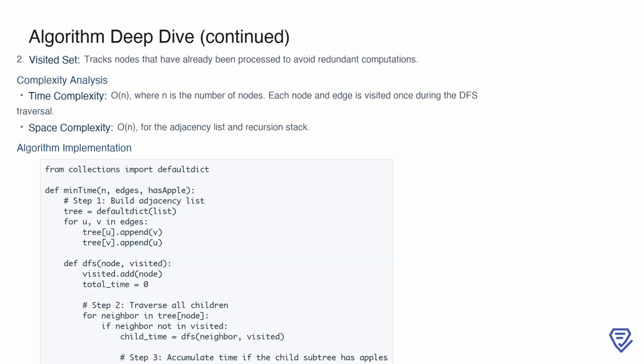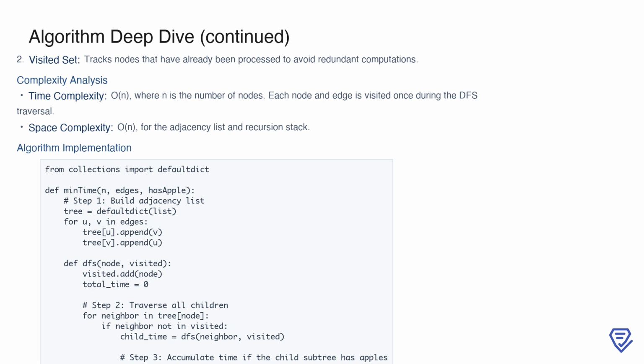The visited set is also critical for ensuring that nodes we've already processed are not revisited, which avoids redundant computations and keeps the algorithm efficient. Moving on to the complexity analysis, the time complexity is O(n), where n is the number of nodes in the tree. This is because each node and each edge is visited exactly once during the DFS traversal. The space complexity is also O(n), which accounts for the adjacency list used to represent the tree and the recursion stack used during the DFS calls.